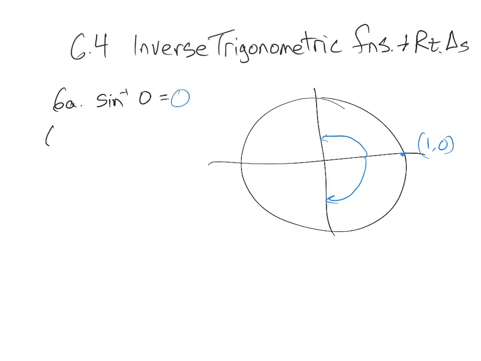All right. Then 6b, the arc cosine of negative 1. So you got your memory going yet? Where's the x value negative 1? And remember again, the arc cosine goes from 0 to pi. So where is, yeah, at pi. Good.